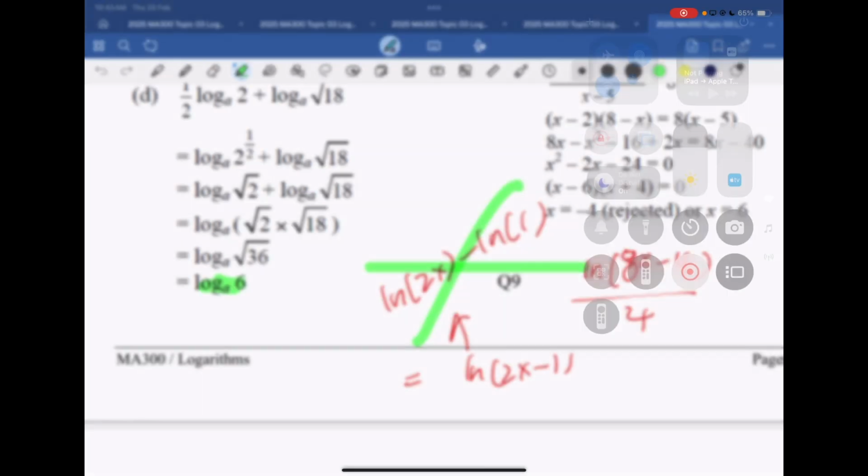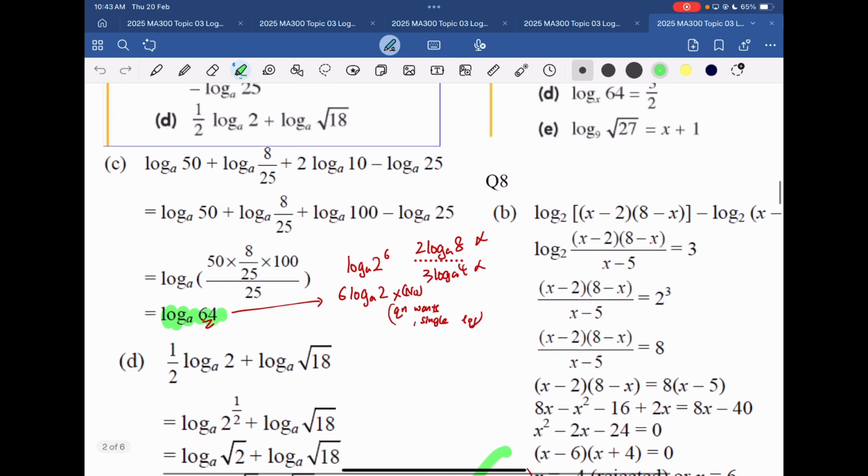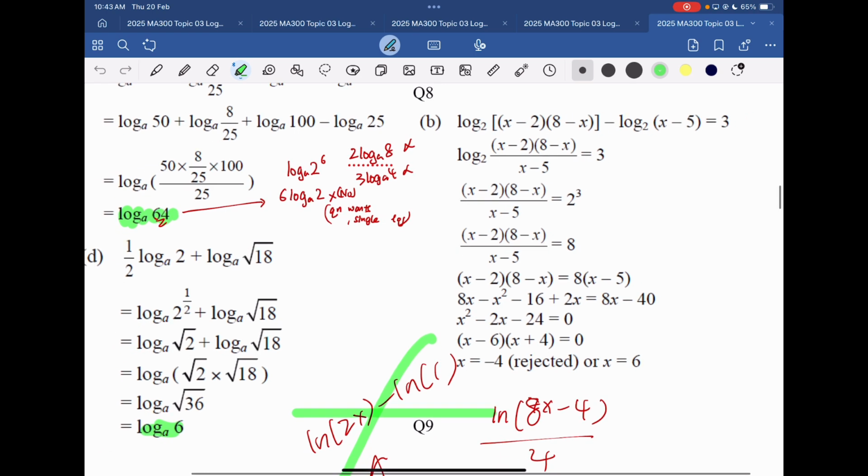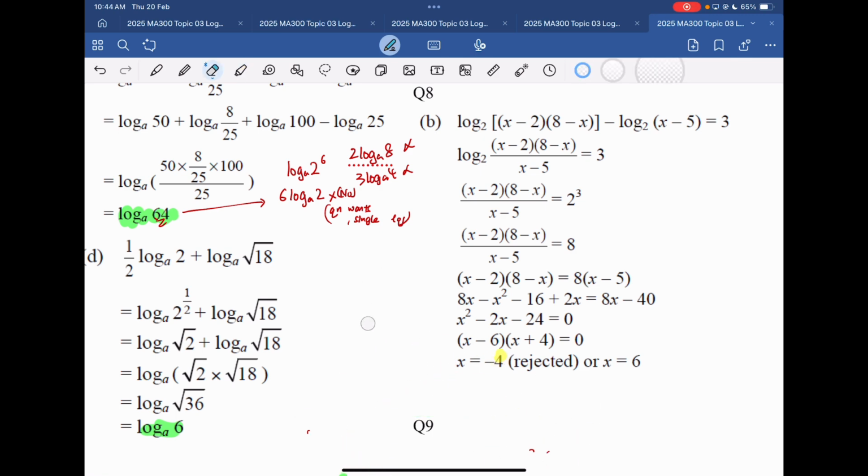JH307 Thursday, 20th February. Okay, so from here you will see AB. Why do I reject x equals -4? I saw Chloe say something. Why do I reject -4? Anyone can tell me? Very good. Because this will affect this. If I have -4, the reason is that you need x minus 5 to be more than 0.